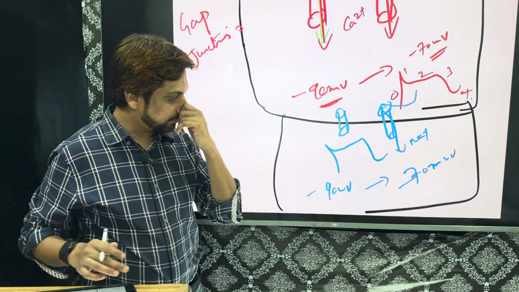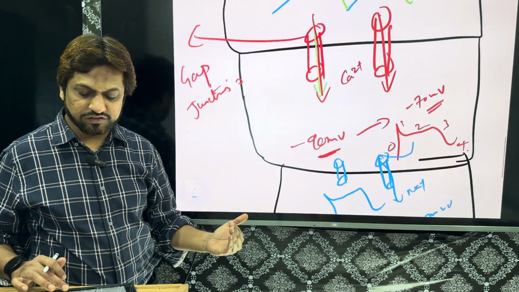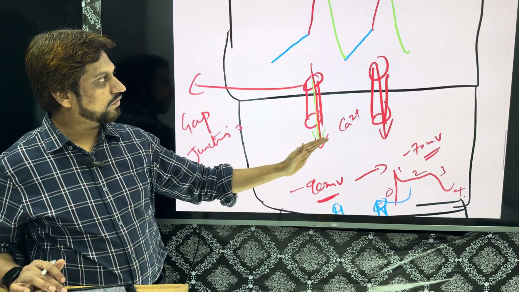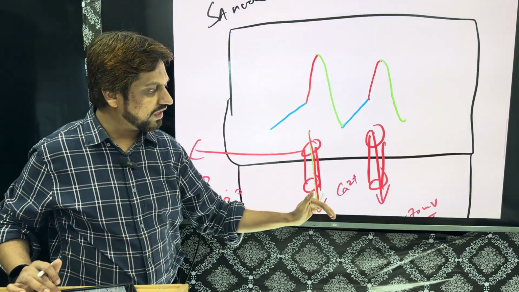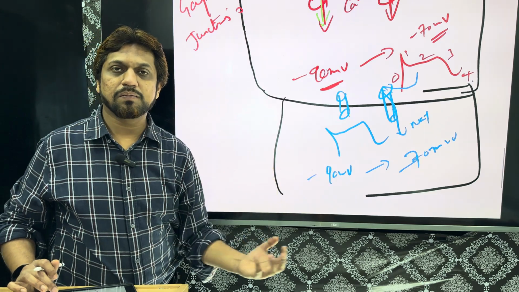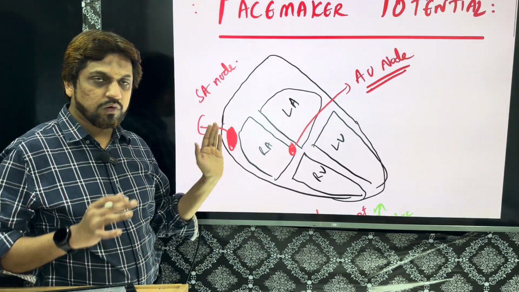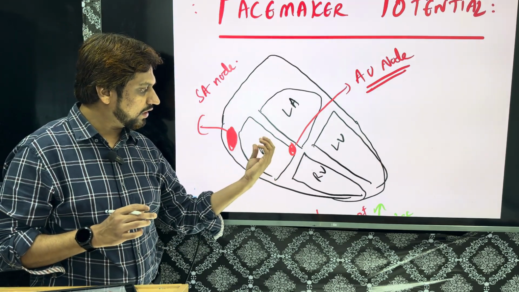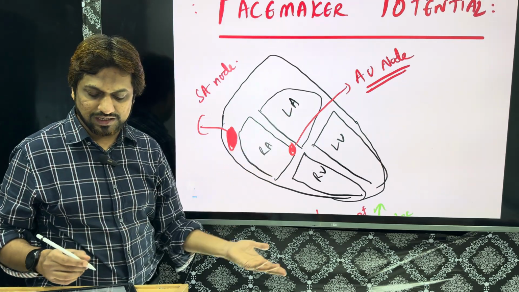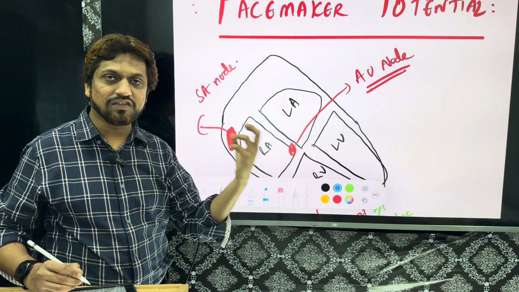So this is how the cardiac impulse, that is the electrical activity, is transmitted from one cell to the neighboring cells through gap junctions. This is how, when the SA node fires, the same electrical activity is transmitted to the various parts of the atria. So the atria act as a syncytium.